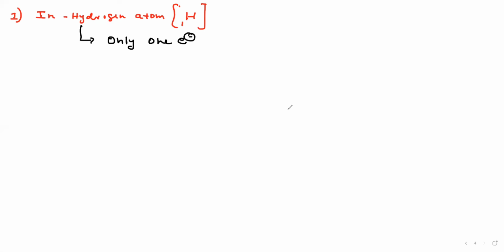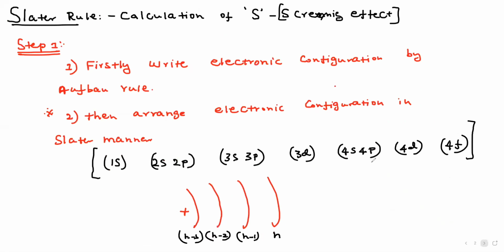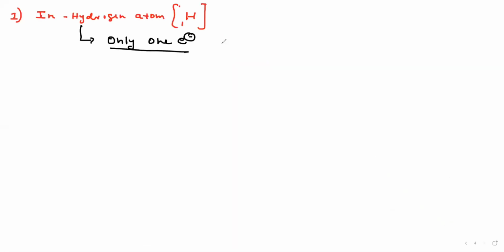Now we know very well how the S value can be calculated: due to electron repulsion. Based on this electron repulsion, the Z effective can decrease, right? This factor is called the screening effect. But in the case of hydrogen, we have only one electron, right? Therefore, no electron repulsion. You got the point? No electron repulsion.